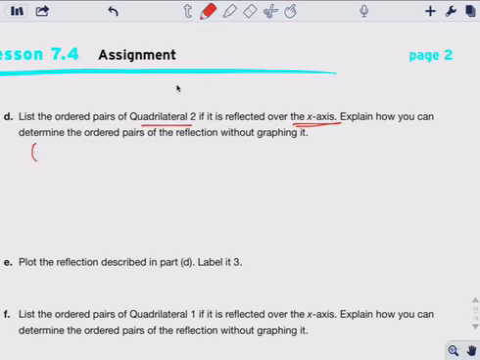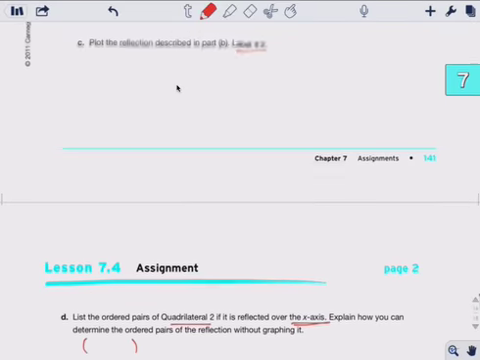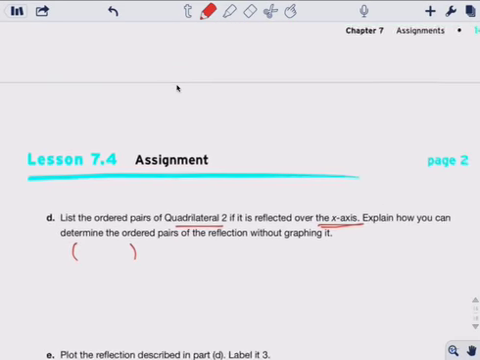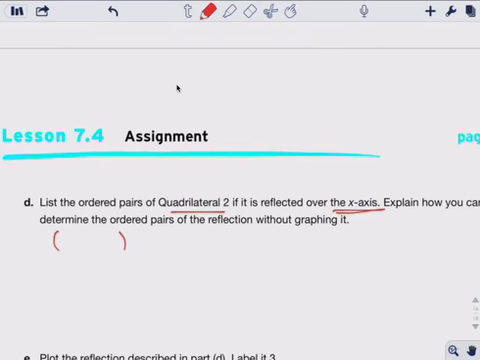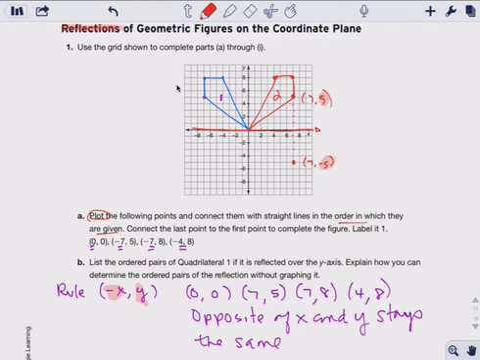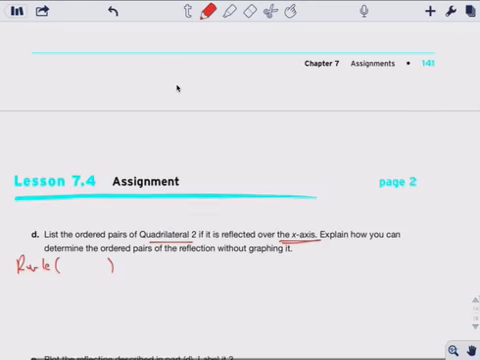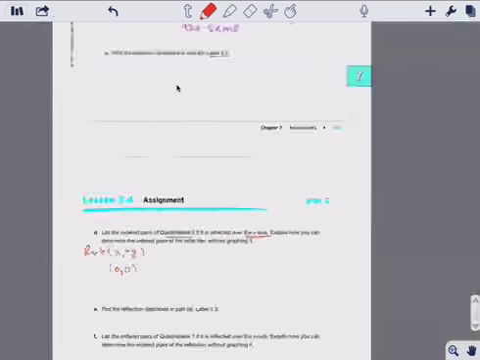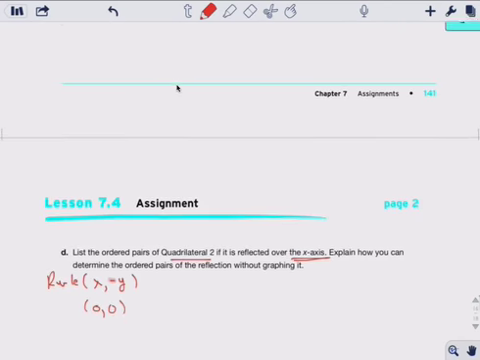Okay, so we're going to list it. Okay, let's see, the other one is 0, 7, so the opposite. Okay, without graphing, so the rule is the y becomes its opposite. X stays the same, so you just write x, and y becomes its opposite, so you put that negative y there. Okay, the first is 0, 0, so that doesn't change any. Opposite of 0 is 0.